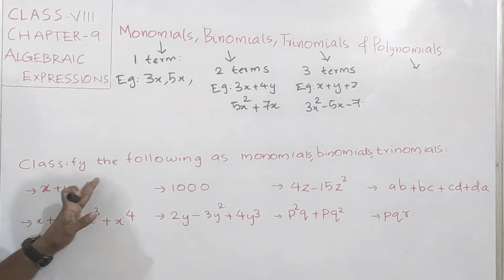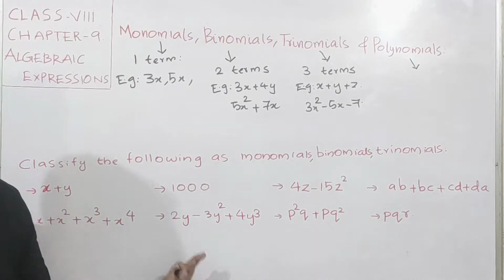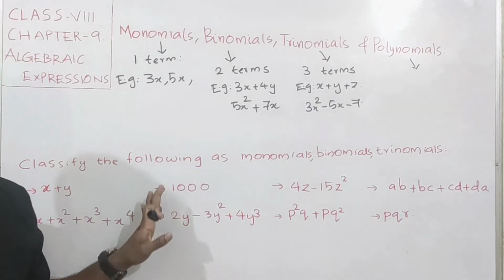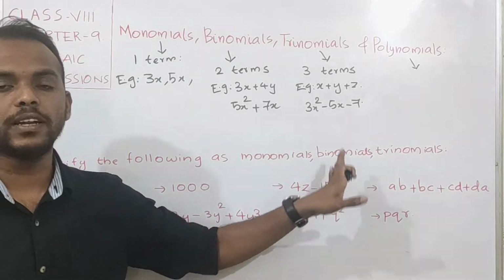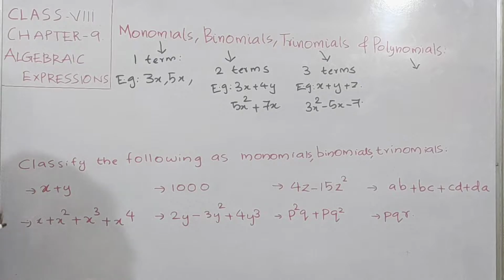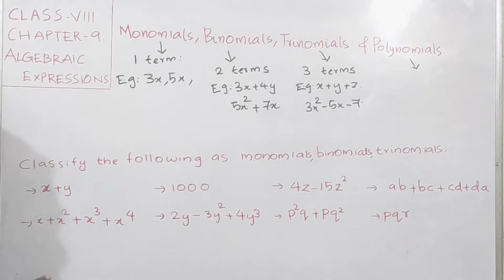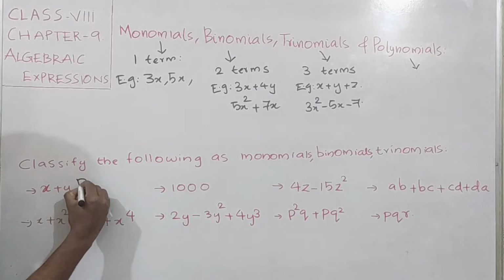It asks to classify the following. Certain algebraic expressions will be given to you and you will be asked to classify them as monomials, binomials and trinomials. It's an easy job. Just see how many terms are there and you can name that. This is the first question. x plus y. How many terms are there? Two terms. So that's a binomial.